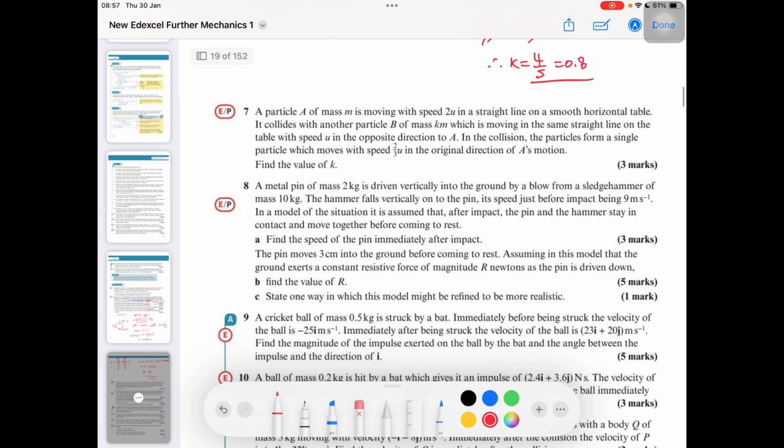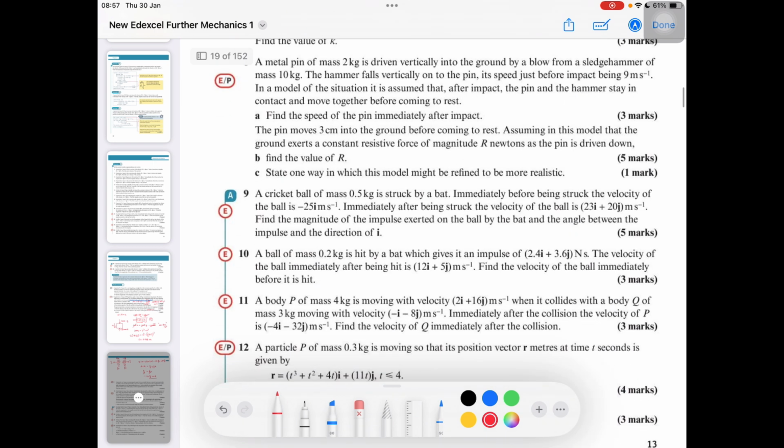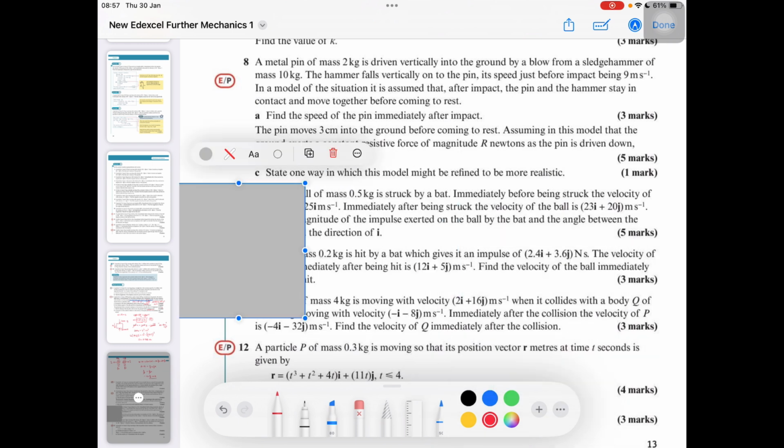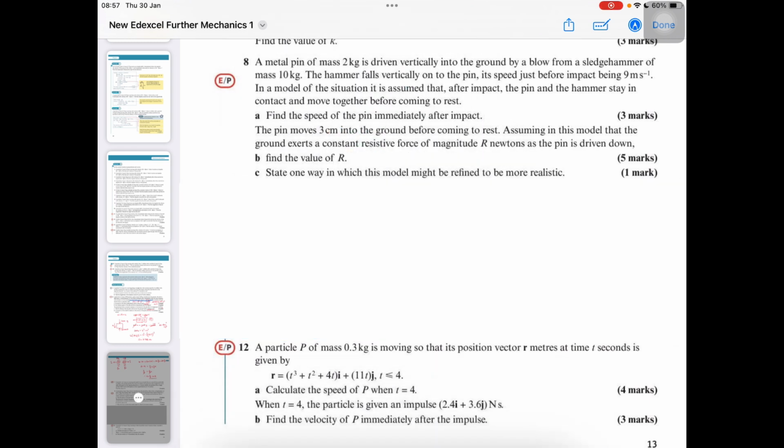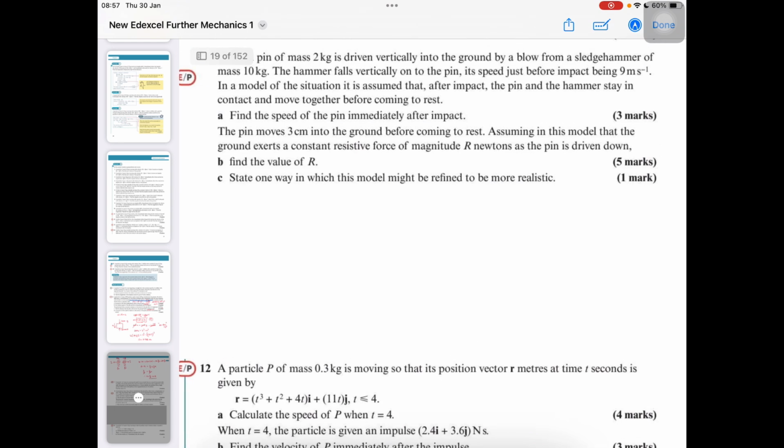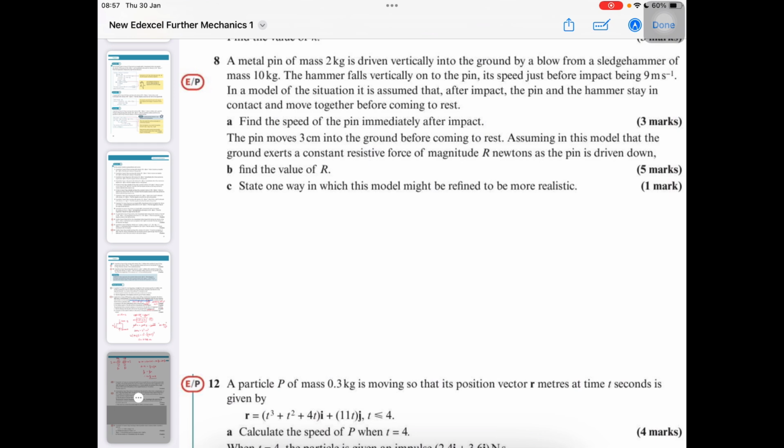And number 8, metal pin of mass 2 kilos driven vertically into the ground. So it was quite similar with the previous one. Mass 10 kilogram hammer falls vertically on the pin, speed just before impact being 9 meters per second. Model situation: assume that after impact, the pin and hammer stayed in contact and moved together before coming to rest. Pin immediately after impact. So this is like common speed.